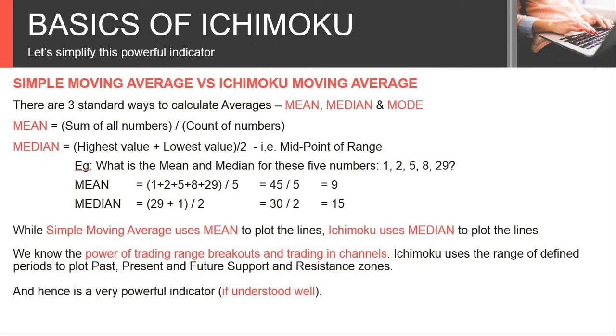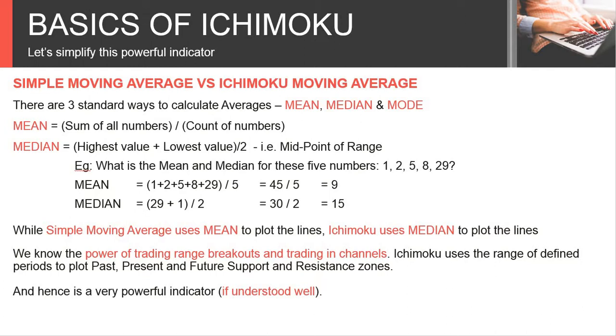Now, when I said that Ichimoku is a set of moving averages, it is, but there is a minor change in the way the moving average is calculated. The moving averages that we are aware of are simple moving averages and exponential moving averages, and even sometimes weighted moving averages. One of the things that is common amongst these 3 moving averages is that they use the mean as a method to calculate the point on a particular candle, and they use the mean to plot the moving average line, whereas Ichimoku uses the median.